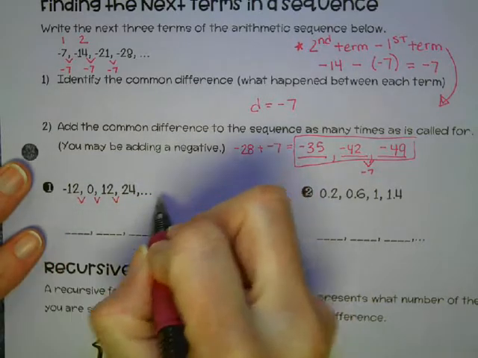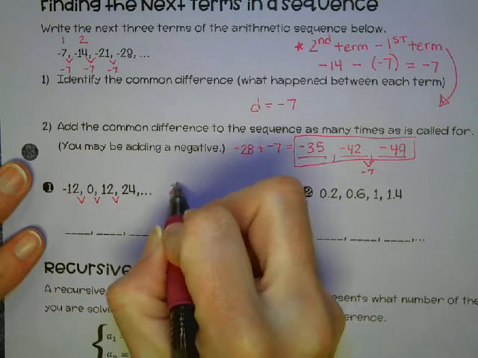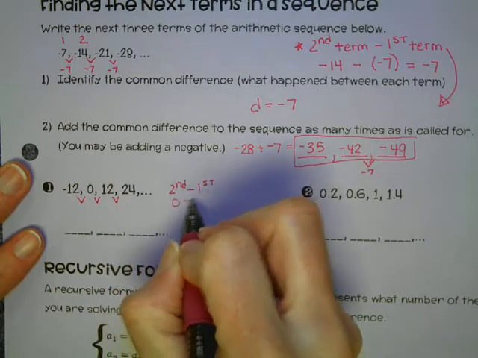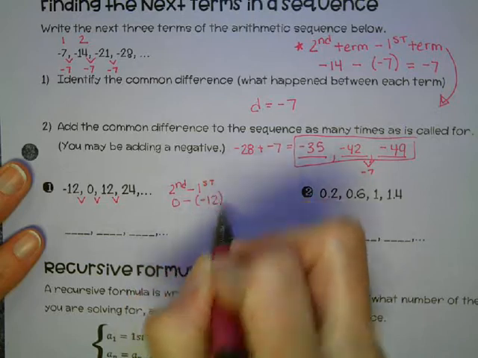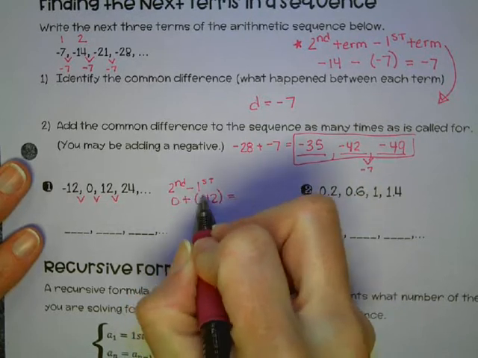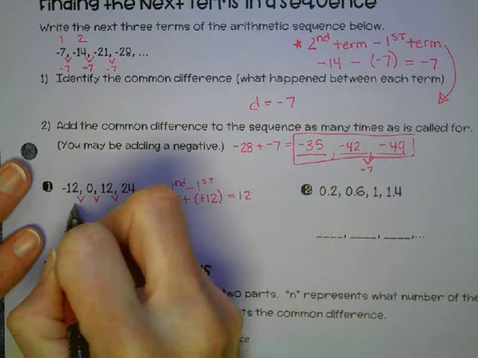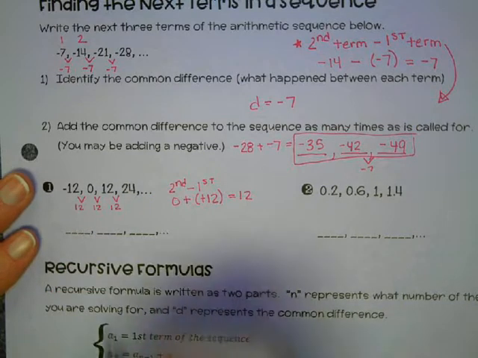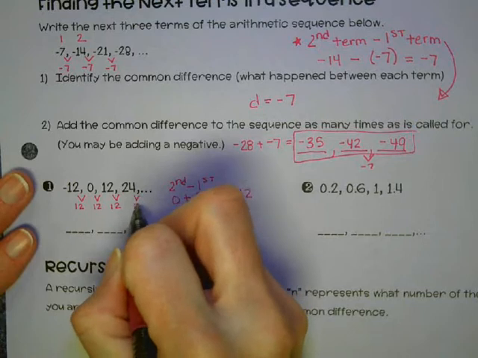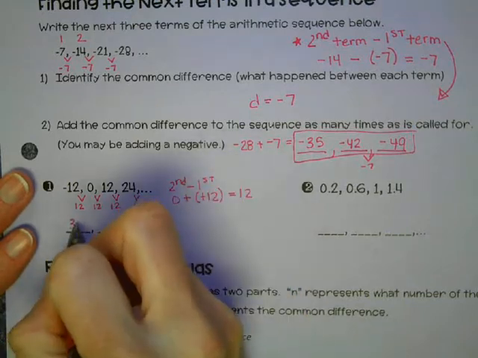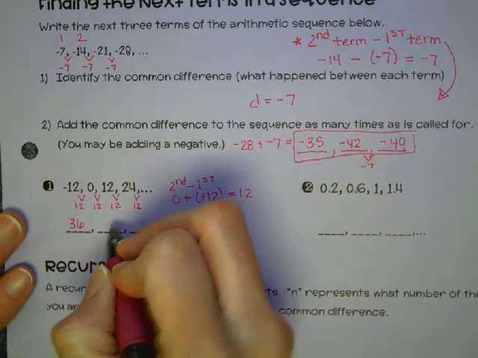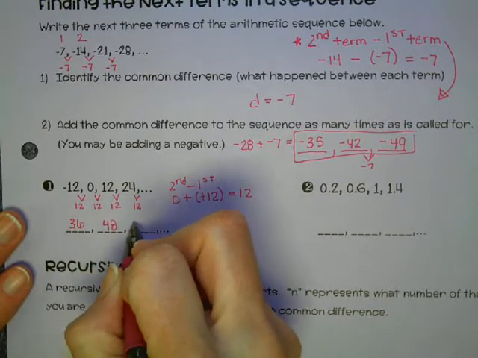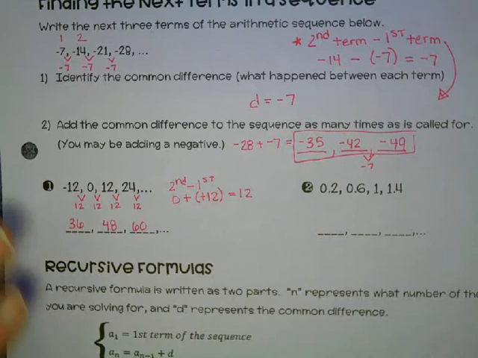So if I take the second term minus the first term, that would be 0 minus negative 12. Comes out to, cross the line, change the sign, 12. The difference between each of these is going up plus 12. So if you take 24 and you add 12 to it, the next number would be 36. Then we add 12 more, that's 48, plus 12 more, that would be 60. This would be the next 3 terms, looking for patterns.